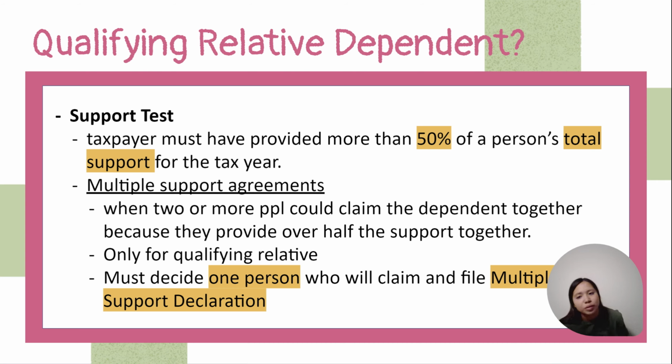In the case of a multiple support agreement, sometimes there are two or more people that could claim the dependent together. This would be a case such as two brothers who work together to provide 70% of the support of their father. In this case, both brothers could claim the dependent, but only one can file the multiple support declaration and claim the dependent on their income tax return. So both could, only one can.